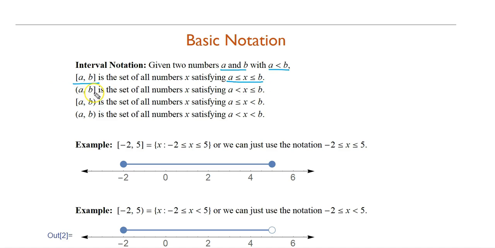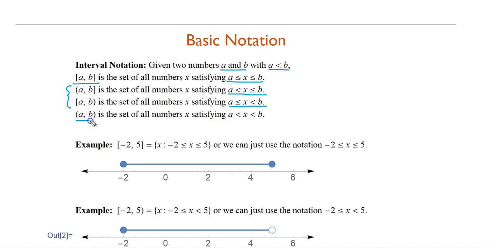Then we can have half open and half closed intervals like these two right here. So here we have an open bracket a comma b with a closed bracket on the right hand side. Now that's the set of all numbers x in which x is strictly larger than a and less than or equal to b. So x can take on the value of b but not the value of a. And then we have closed bracket a comma b with an open bracket on the right hand side. That's the set of all numbers x where x is bigger than or equal to a and strictly less than b. So x could take on the value of a but not b.